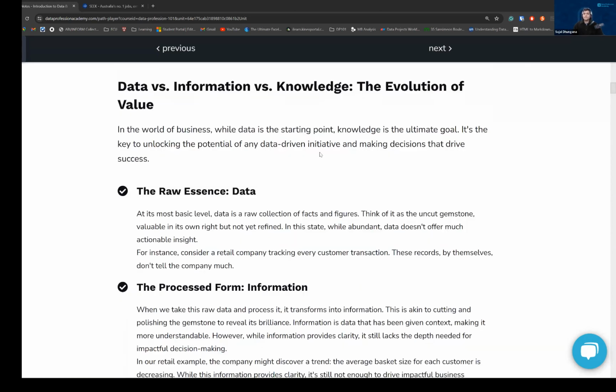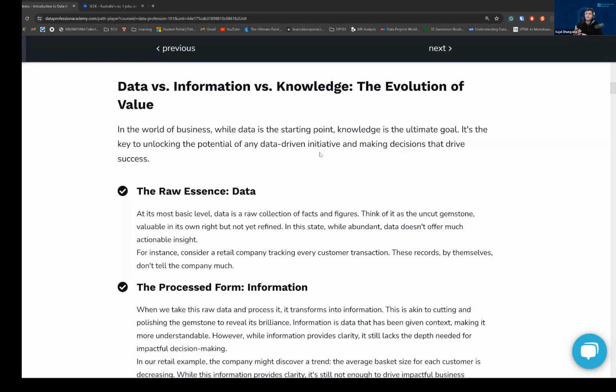Let's talk about data versus information versus knowledge and the evolution of value. Okay, so this is really important to know: the difference between what data is, what information is, and what knowledge is. So what is data? Data, at the most basic level, is the raw collection of facts and figures. Everything that we talked about previously, like those social media posts, likes, heartbeat, your purchase history, whatever you can think of, those are all data, right? They are just raw. They are just a collection of facts.